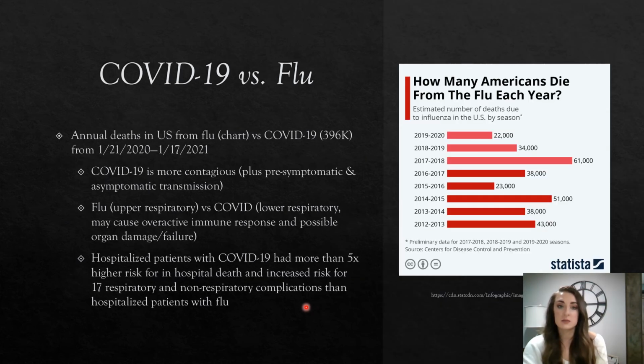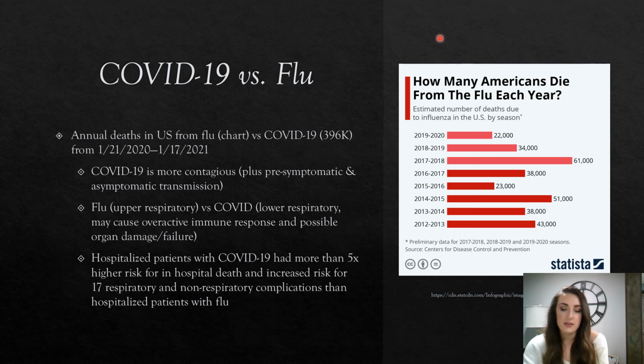So the last thing for this section, I want to explain why COVID is not the same thing as the flu. First, let's look at the numbers. This is a chart showing the annual flu deaths in the United States over the last several flu seasons. In the 2019 to 2020 season, there were 22,000 people in the U.S. that died from the flu. And the year before that, 34,000, and the year before that, 61,000 people. Compare that to from January 21st of last year to January 17th of this year, 396,000 people have died from COVID. So that's just a very big difference in the numbers.